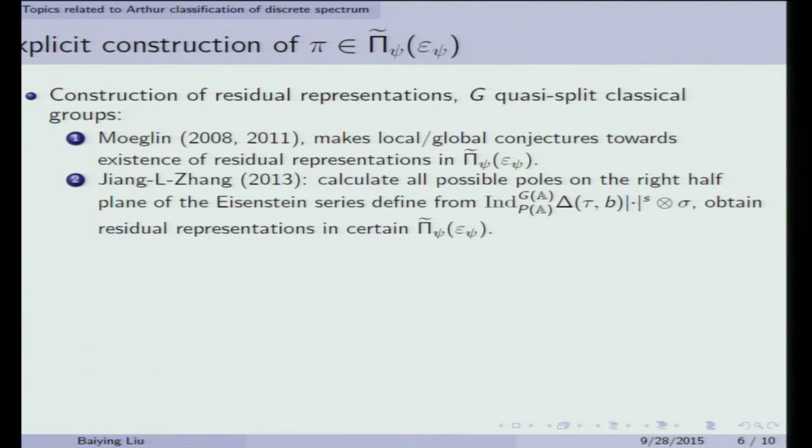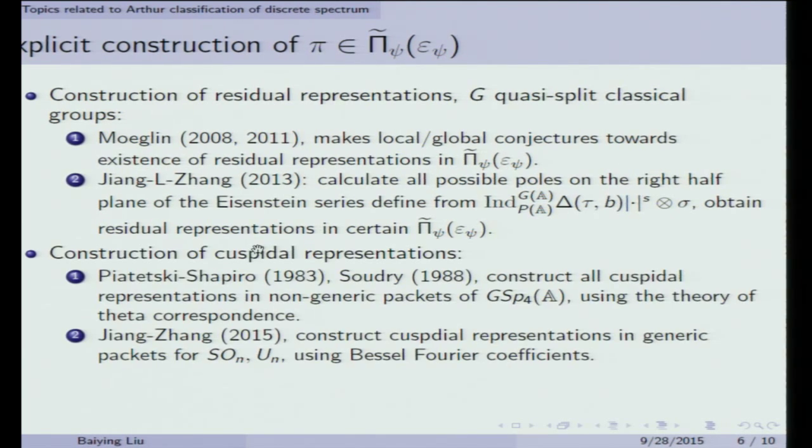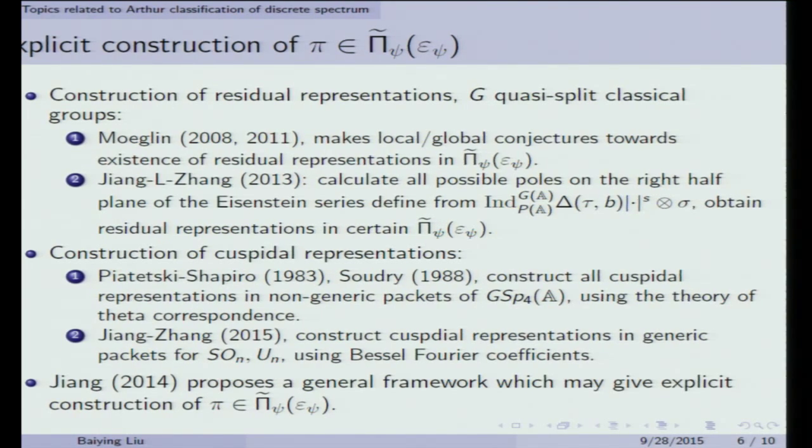So a more interesting question is the construction of cuspidal representations. So Piatek, Shapiro, and Sordi consider the group GSp4. So they really construct all cuspidal representations in the non-generic packet, using theta correspondence. And John, they considered the construction of cuspidal representations in the generic packet using Bessel or Fourier coefficients. And in general, it is expected that the generic packet only contains cuspidal representations. So John proposed some framework which may give constructions of pi in general.